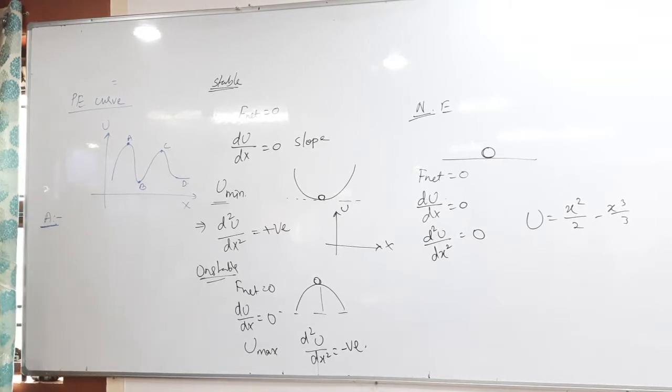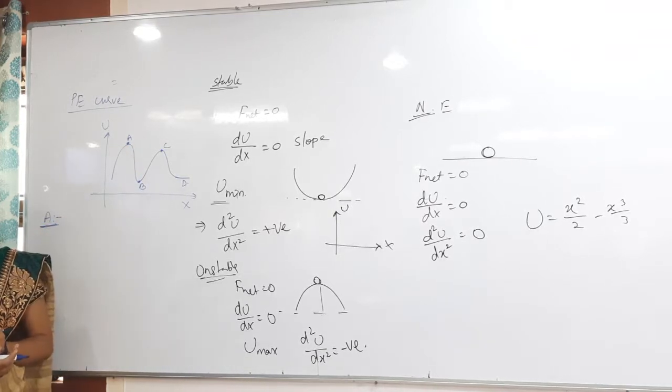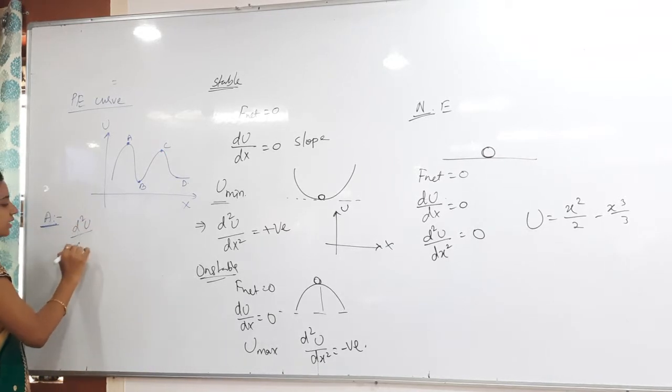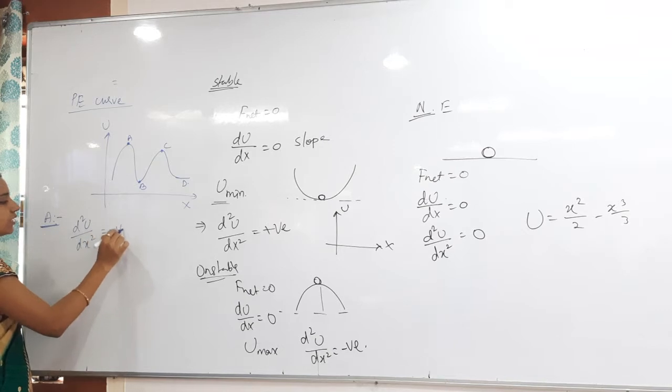Tell me at A. U is maximum or minimum? What about the curvature at point A? See that U value is maximum, of course. Otherwise, if you see the curvature, which curvature is it? Downwards, nothing but which curvature? That is negative curvature. So d square u by dx square is negative.